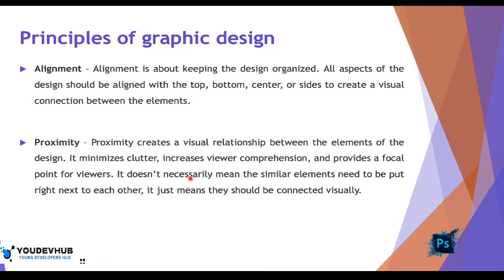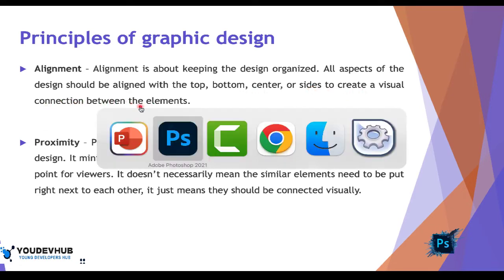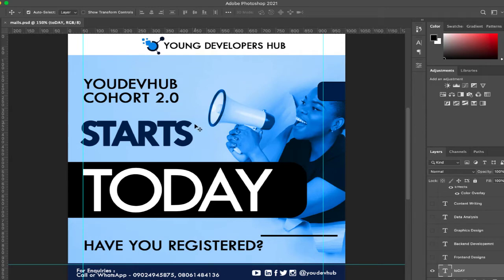We have alignment. Alignment is all about keeping the design organized. All aspects of the design should be aligned with the top, bottom, center, or sides to create a visual connection between the elements. If we take a look at this element, we can see that mostly for our YouDevHub Cohort 2.0 starts and today have you registered, they are all on a line.